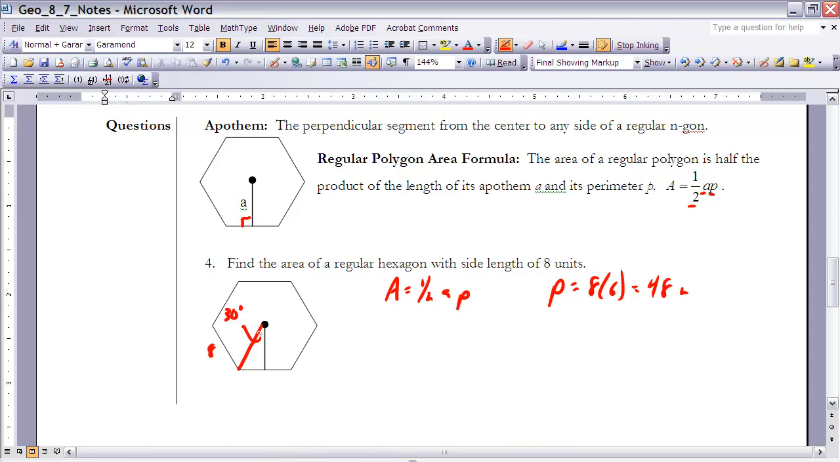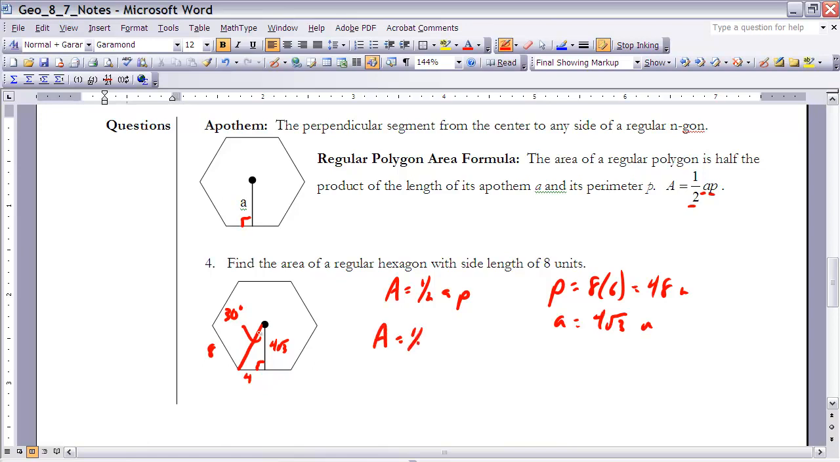So if that's 30 degrees, I've got a 30, 60, 90 because this is 90, therefore this is 60. Well, I know that this whole length here is 8, therefore this distance here has to be 4, half of it. And if that's 4, then the apothem, according to the 30, 60, 90, has to be 4 times the square root of 3. So I know my apothem is 4 times the square root of 3. So now I have the two distances that I need to find the area.